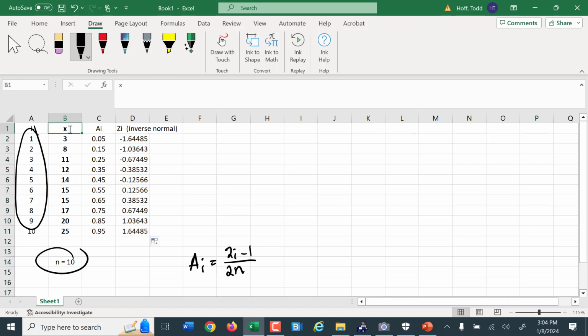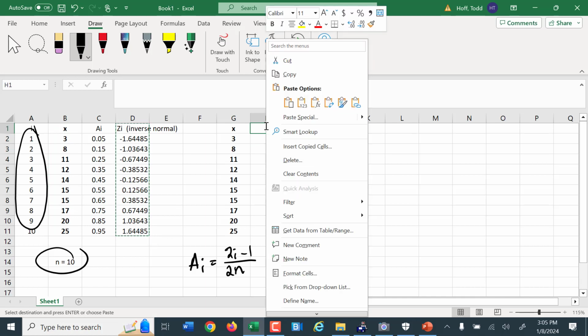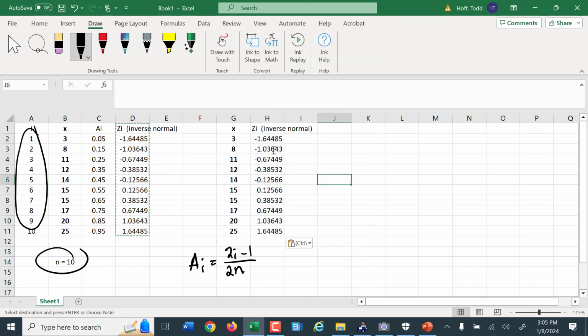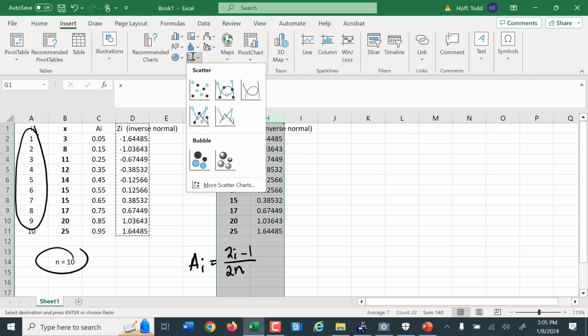So what I want to plot here are these values. So I'm just going to copy these and bring them over here. And I'm going to copy these. Then I'm going to do a paste special here, so I just get the values. And I'm going to graph these two in a scatter plot. There we go.